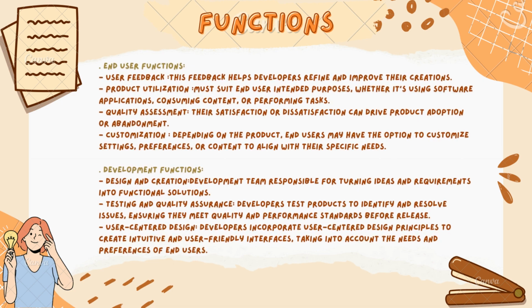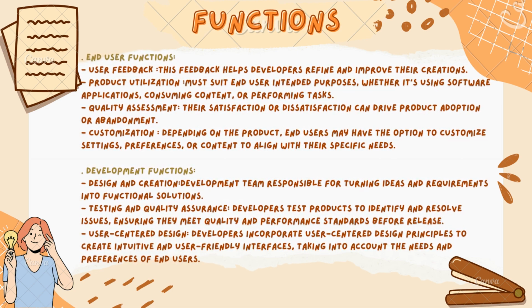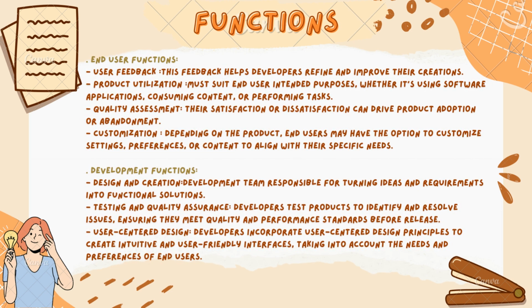The function of end users in the software development process can vary depending on the specific context and their level of involvement. Here are some functions or roles that end users may play in the development process. End user functions. 1. User feedback. This feedback helps developers refine and improve their creations. 2. Product utilization. Must suit end user intended purposes, whether it's using software applications, consuming content, or performing tasks.